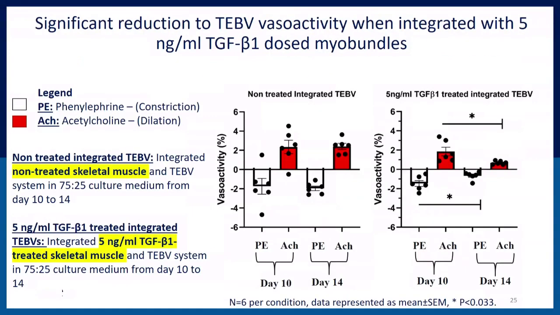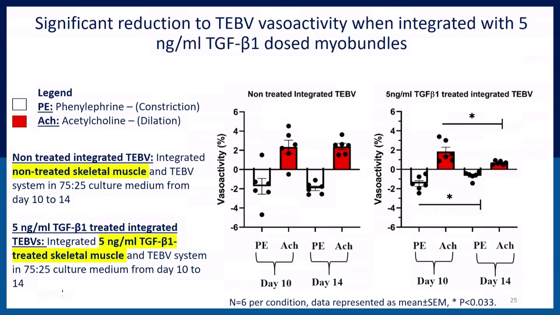And then we want to look at the blood vessel functions. The fibrotic muscle also affects the functions of the blood vessels. So one of the key functions we look at is the vasoactivity of the blood vessels. With the vasoactivity, we use phenylephrine to induce the vasoconstriction, and acetylcholine to induce the dilation. With the healthy muscles integrated with the blood vessels, at day 10, which is the day that they are being integrated together, we see a nice dilation and constriction, and this is pretty similar after 4 days.